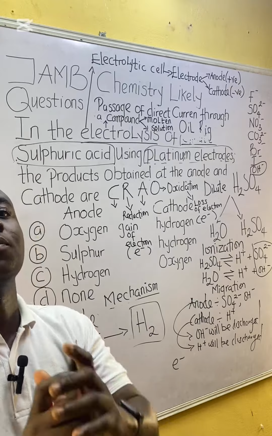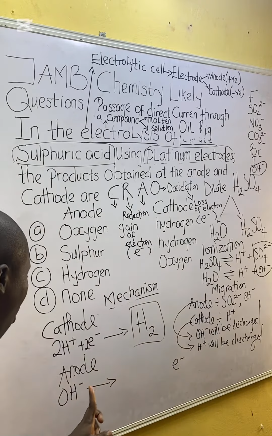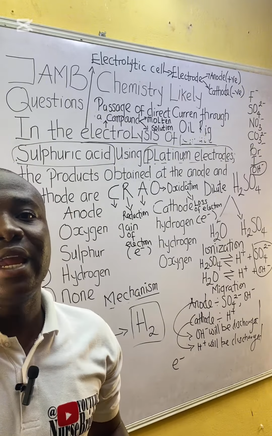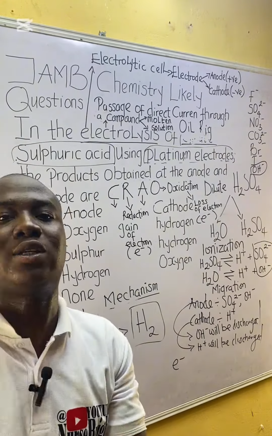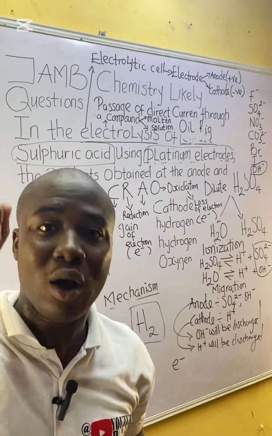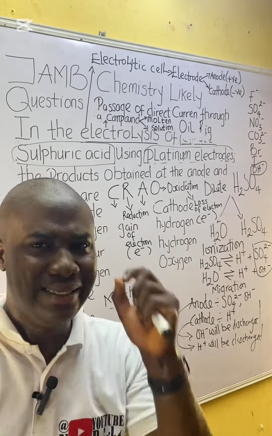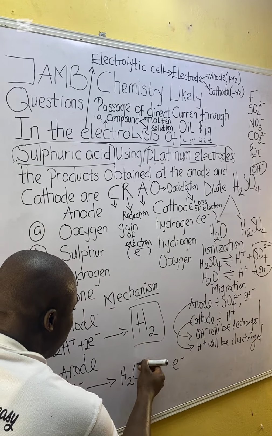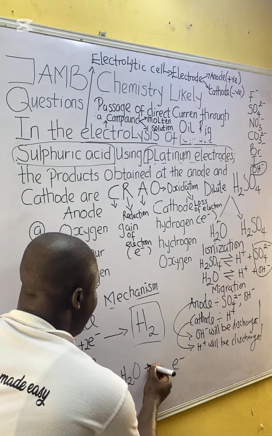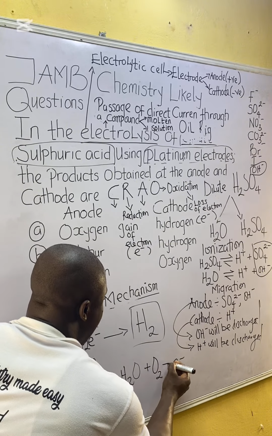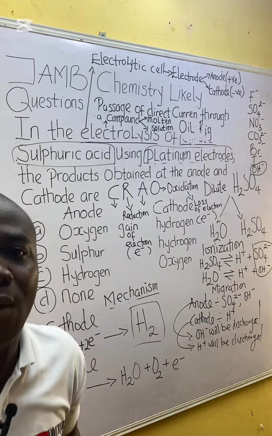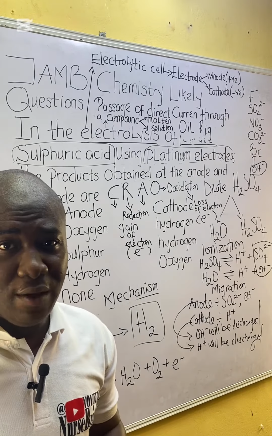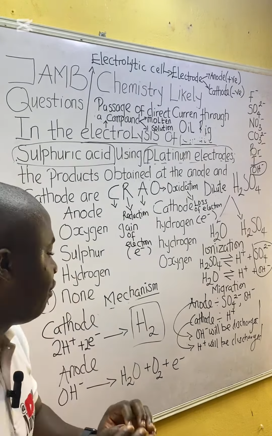That's just simple logic. And this must be noted: whenever OH minus, which is called the hydroxide ion, undergoes oxidation, it gives rise to water and oxygen gas. This is something you should know because it is very, very important. It gives rise to H2O and as well as oxygen gas plus the electron that was lost. It is very, very easy. I believe you are following me.